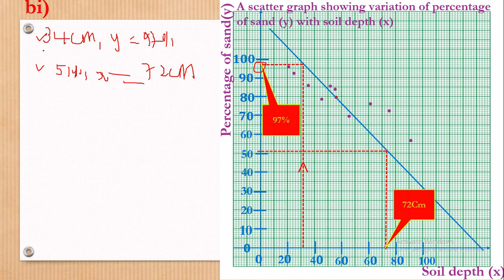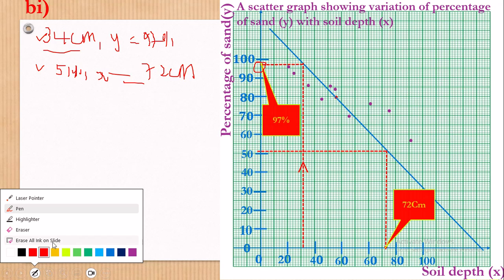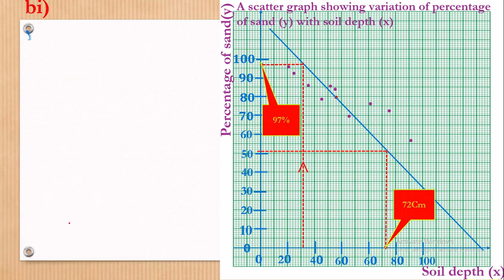So that's what she will find out. Let's have that in writing straight away. So when y was equal to 97%, x was equal to 72 centimeters. I've explained those two things. With that, let's move to the next part.